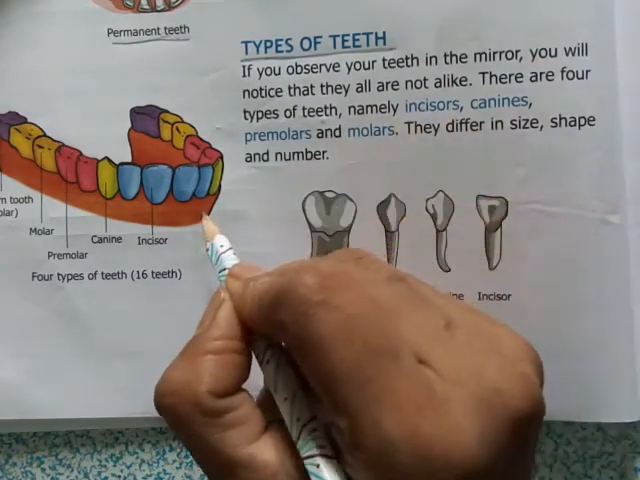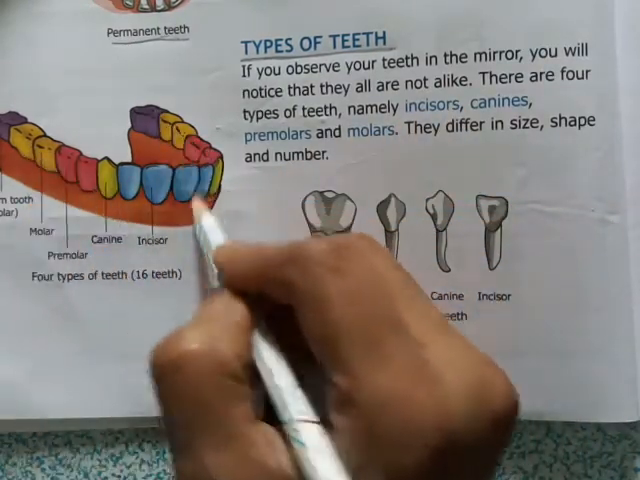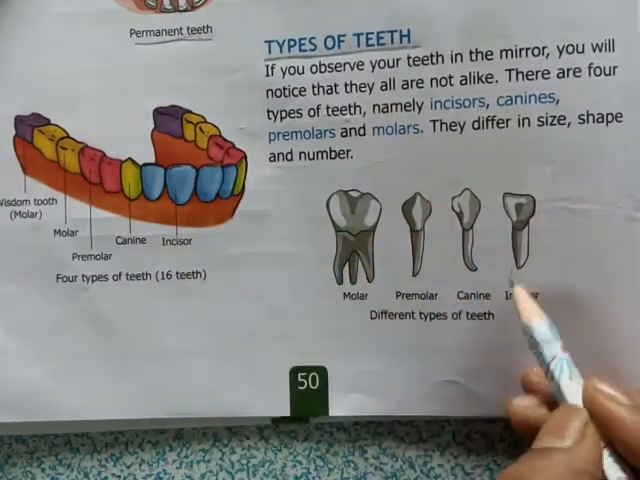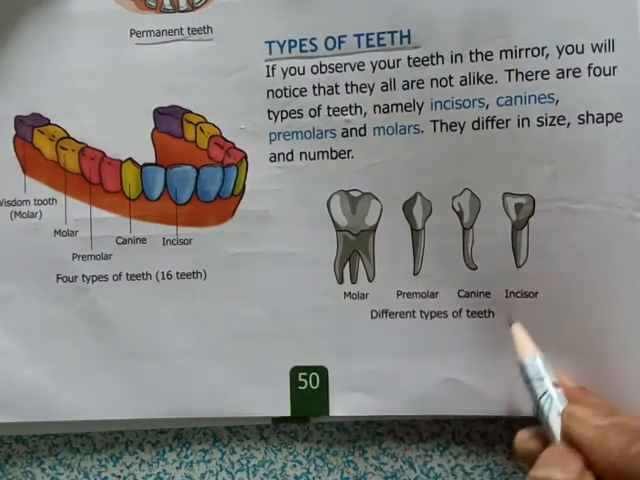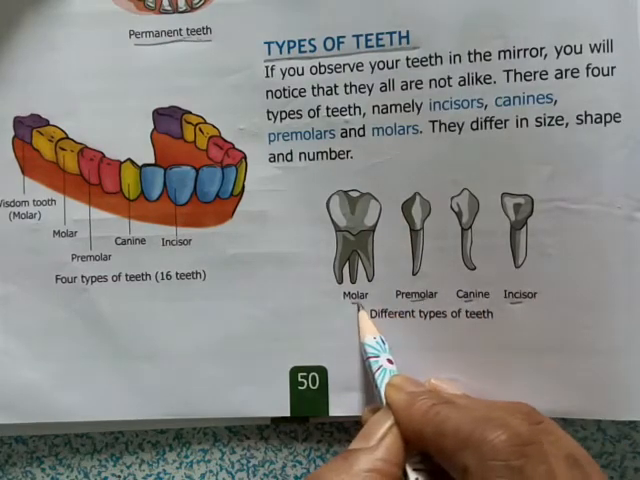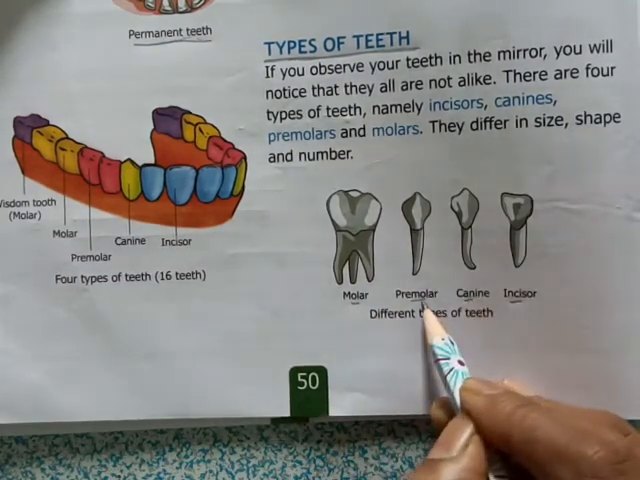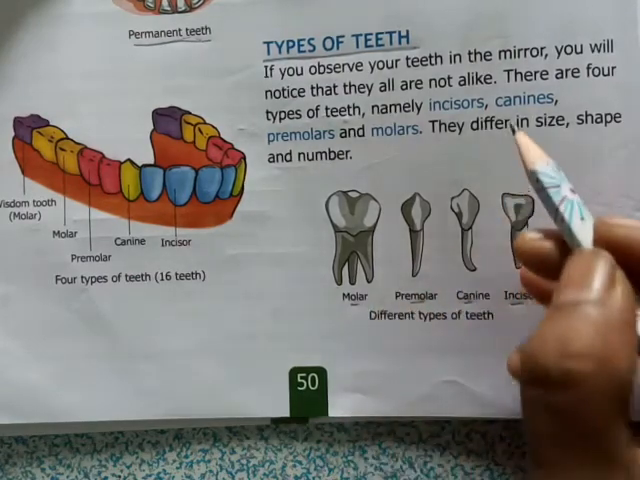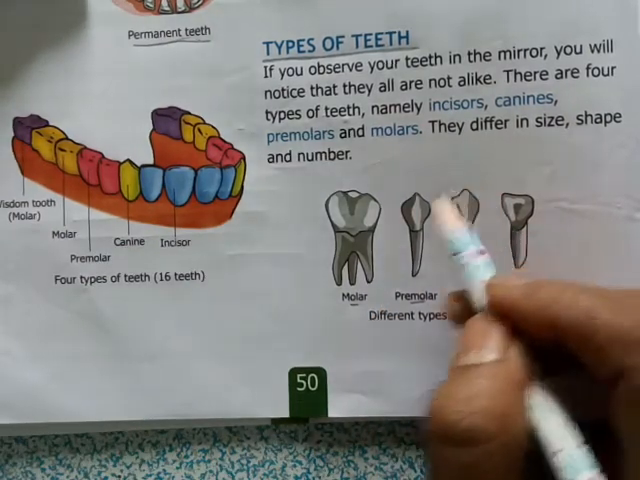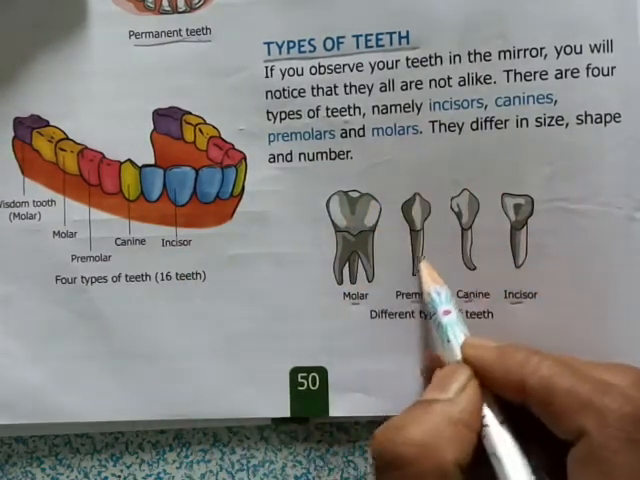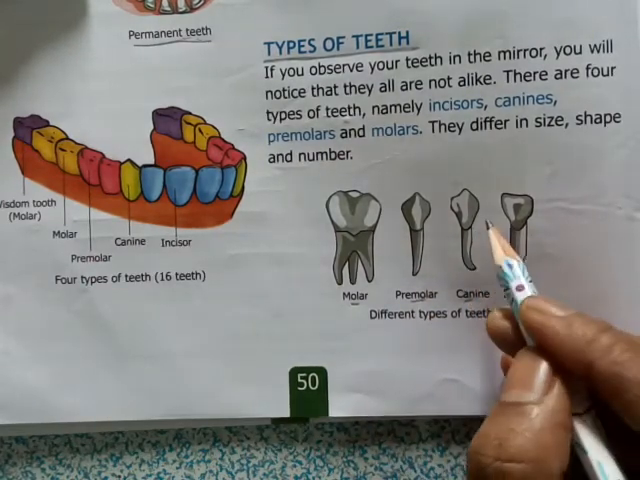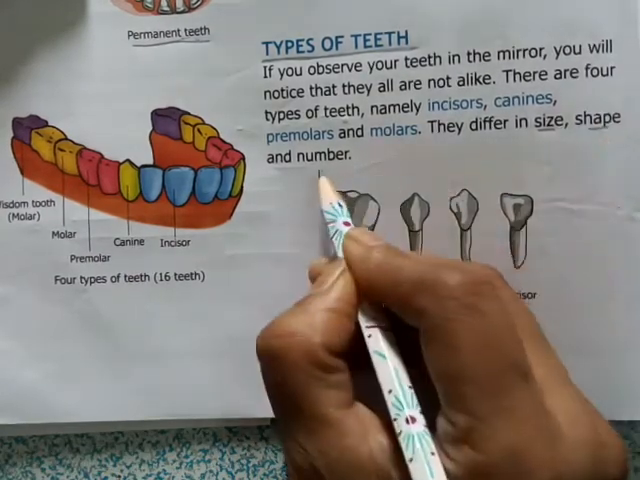There are 4 types of teeth in our mouth. How many types of teeth are there? There are 4 types of teeth in our mouth. They are incisors, canines, premolars and molars. These are the 4 types of teeth, and they are different in size, shape and number.